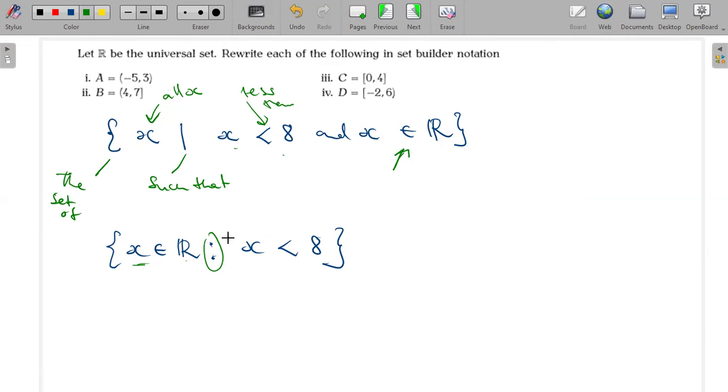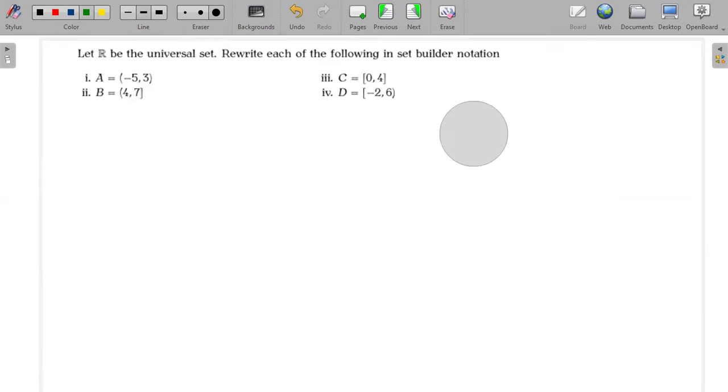Okay, so now let us write these in set builder notation. You have your set A is equal to negative 5 all the way to 3. One thing we must note here is that when you have open brackets like this, for example here, negative 5 is not part of our set interval. The 3 is also not part of our set interval. That's when you have the open brackets.